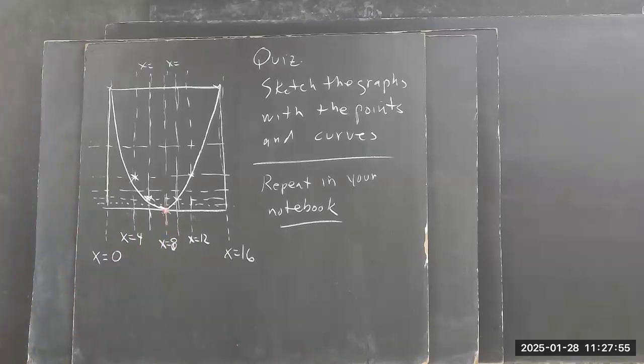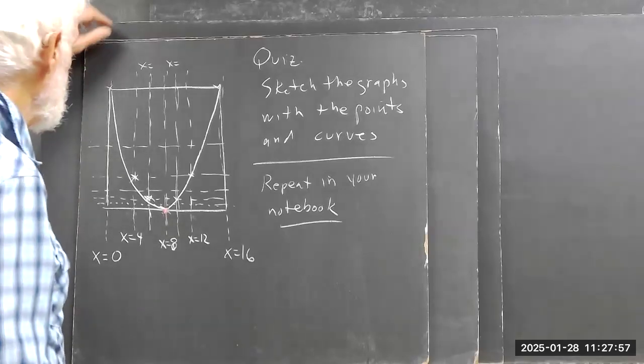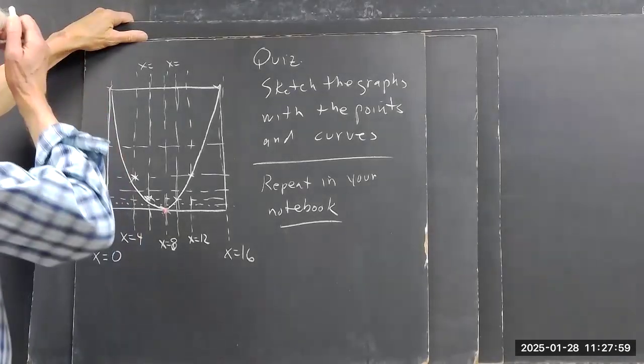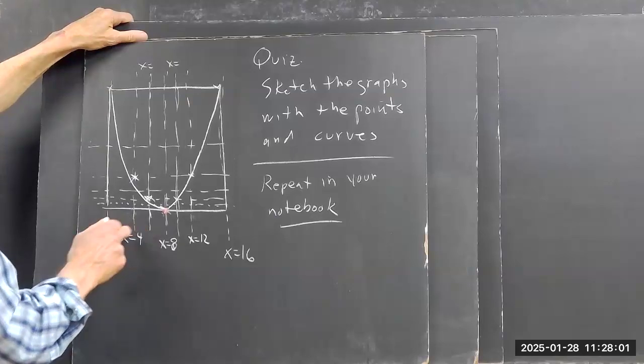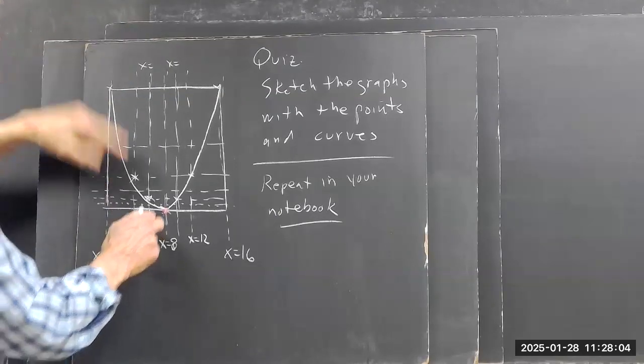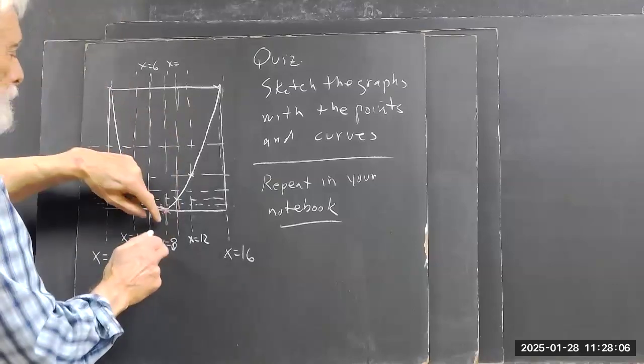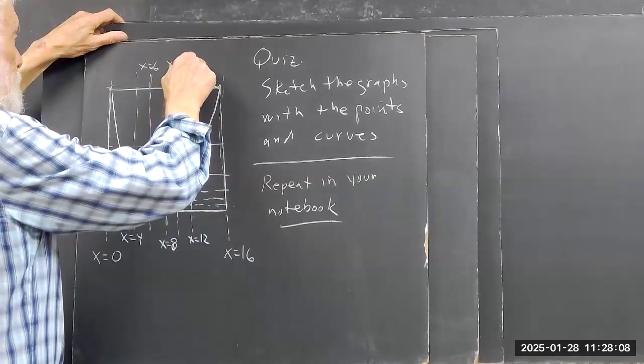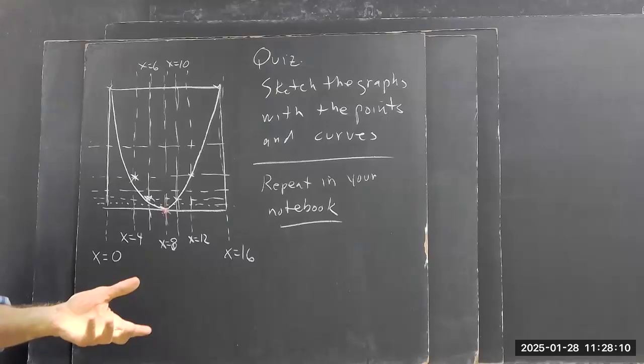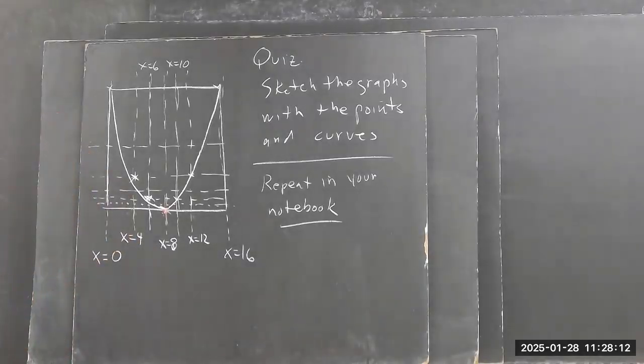So let's say we have now x equals what on this line? What's halfway between the 4 line and the 8 line, which makes it 6, and halfway between the 8 line and the 12 line makes it 10. If you can get that quickly, go back to the video.